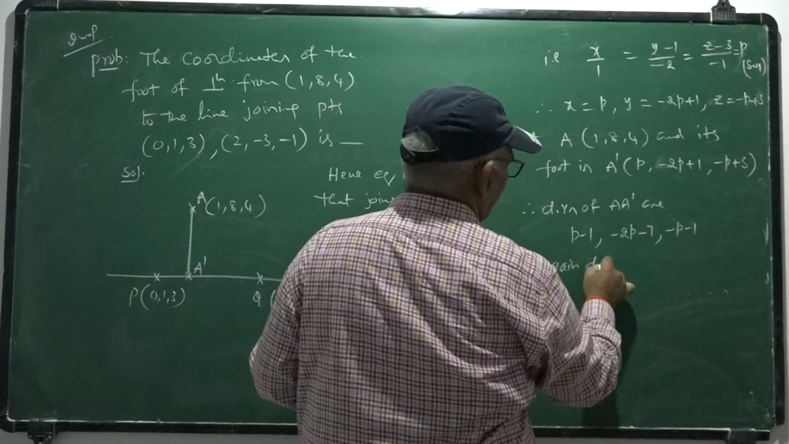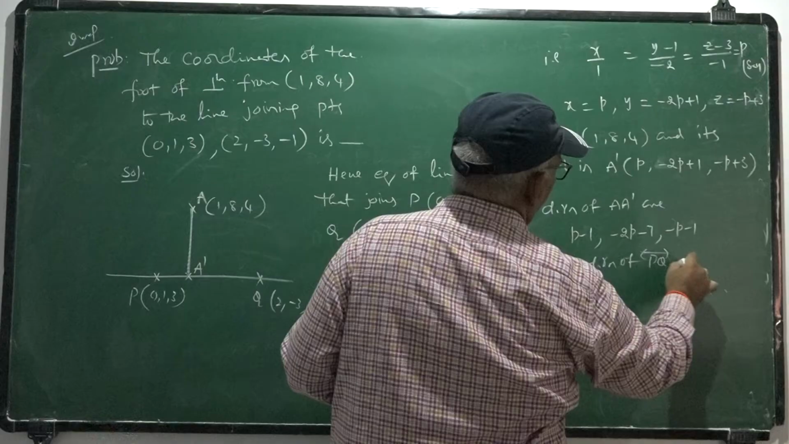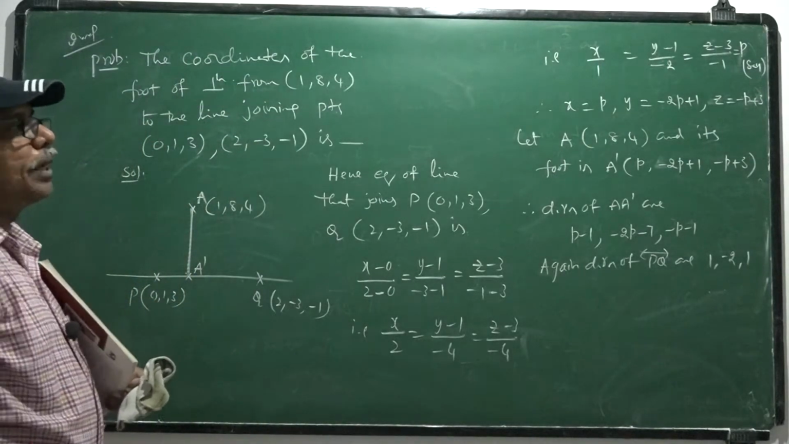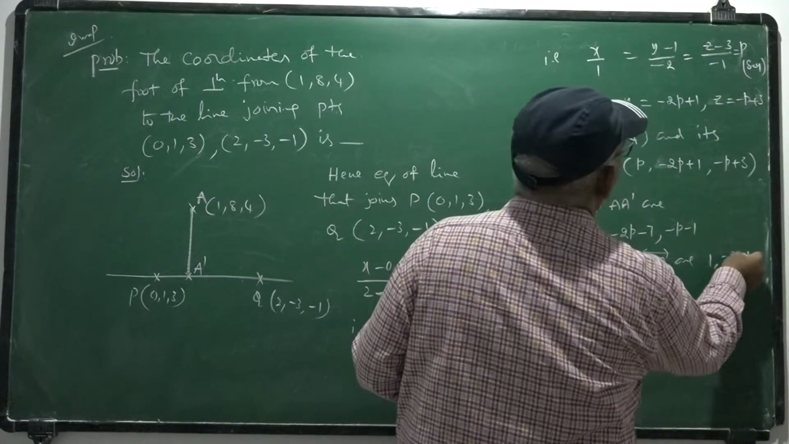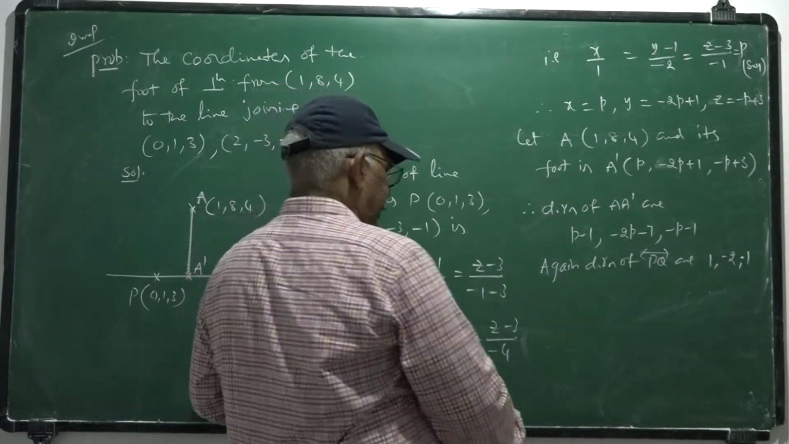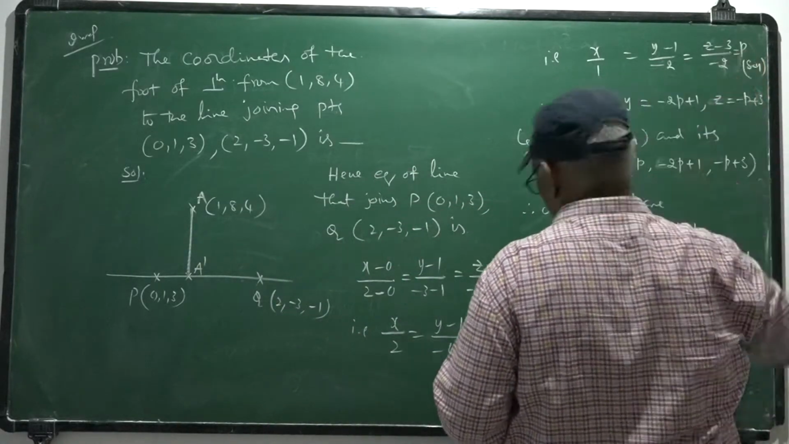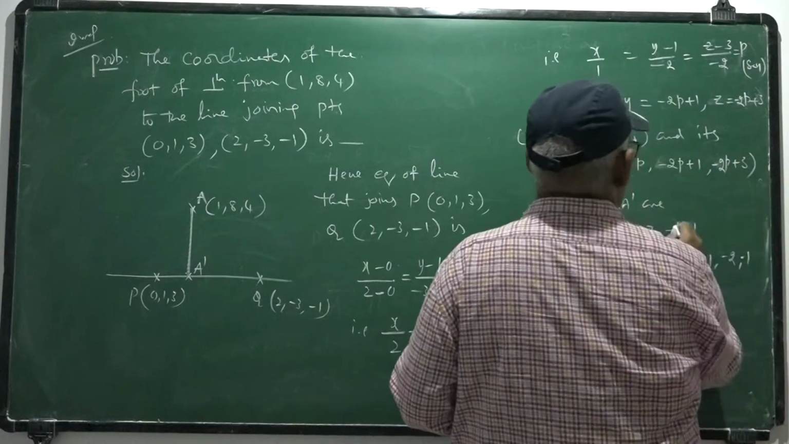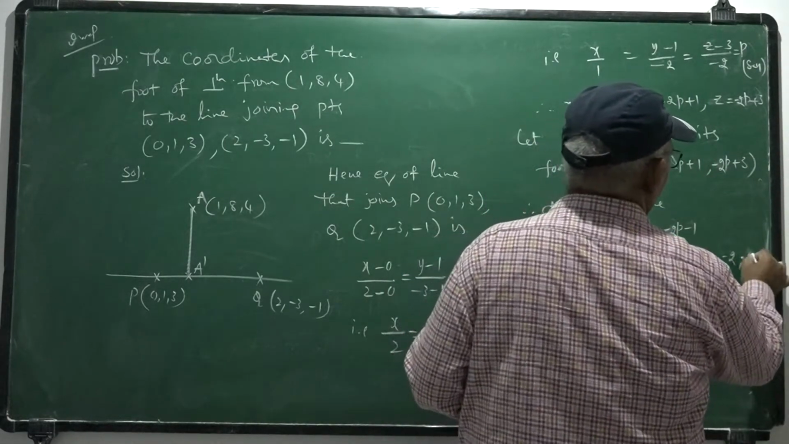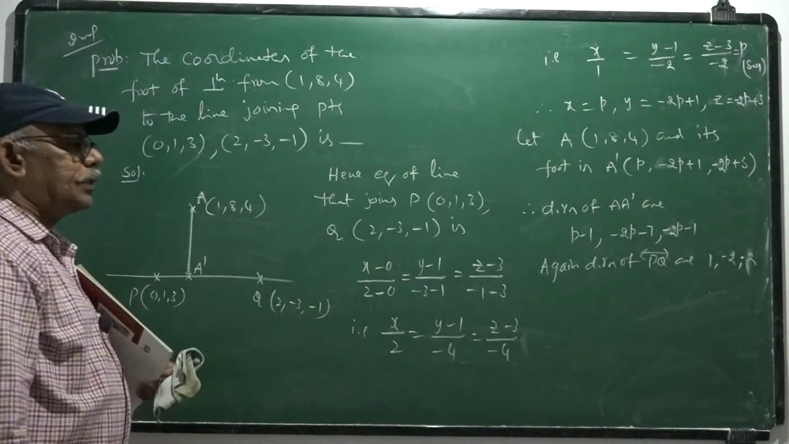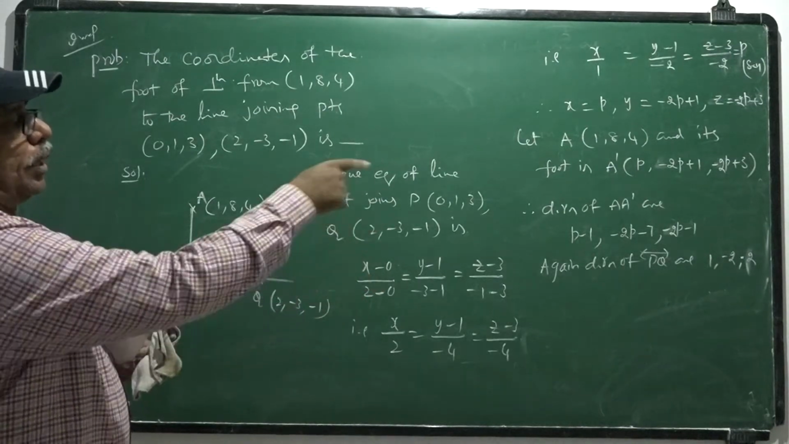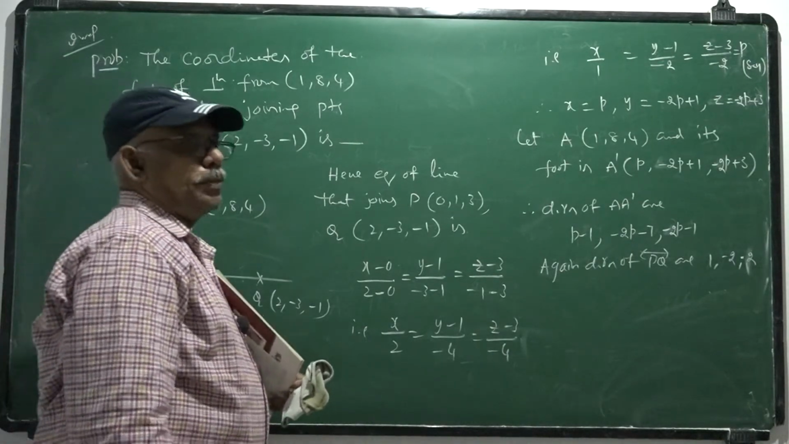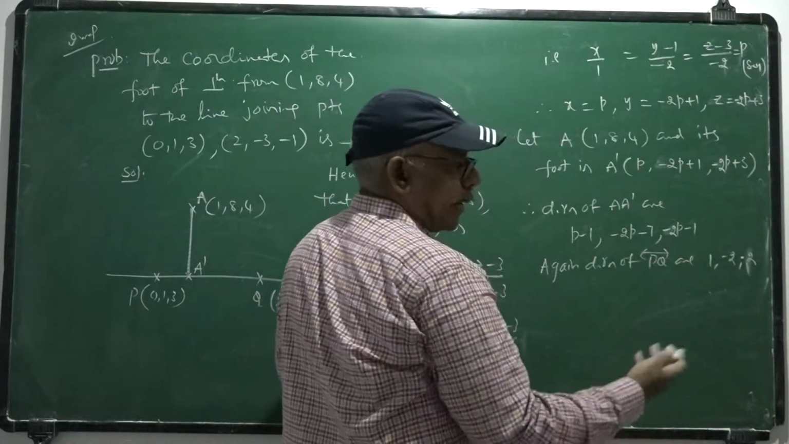DRs of line PQ are 1, -2, -2. And the DRs of its perpendicular AA dash in terms of P are P - 1, -2P - 7, -2P - 1. These two sets of DRs are perpendicular.